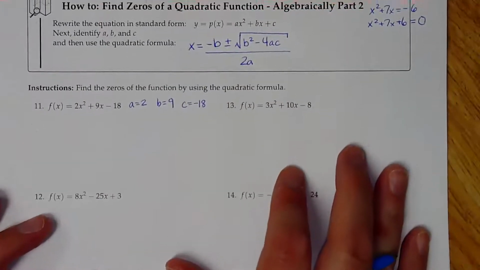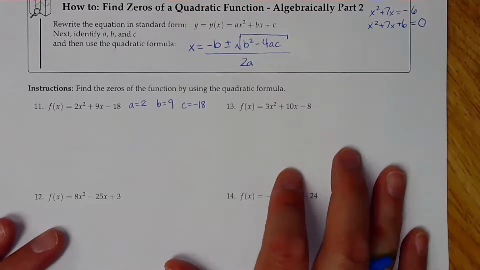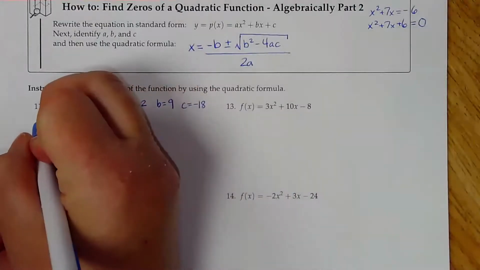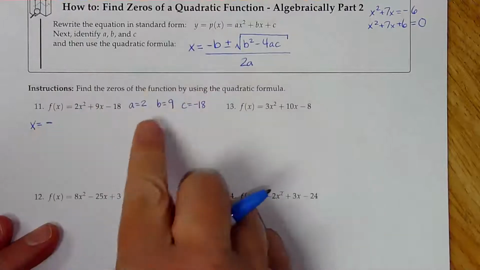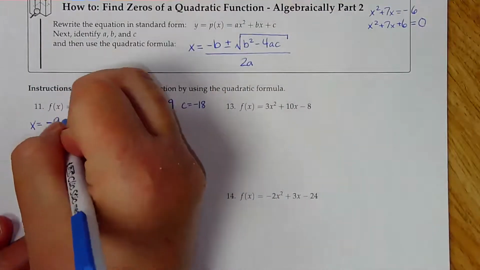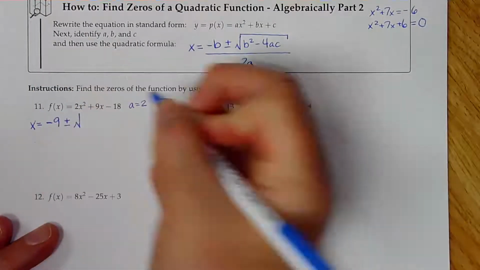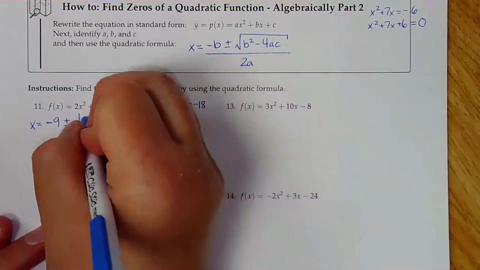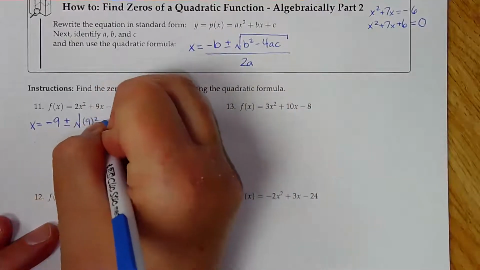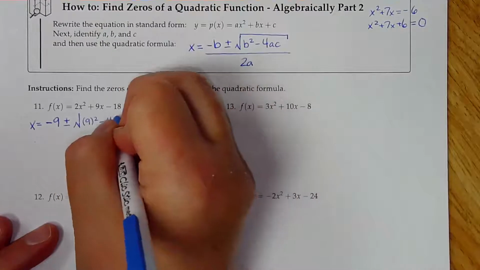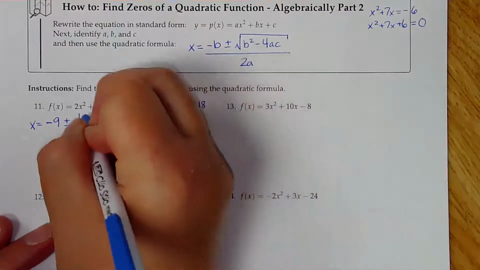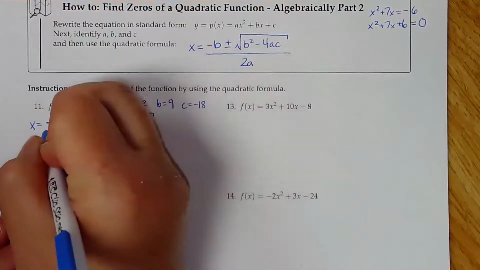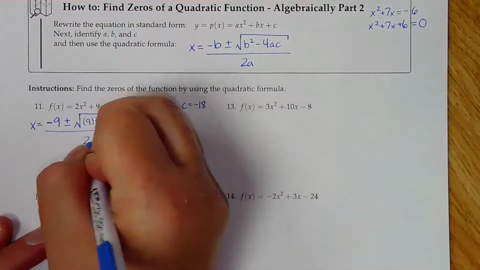All right, so number 11, we've already identified a, b, and c, so we're ready to plug it into this formula. I have x is equal to -b, so that's a -9. Plus or minus the square root of b squared, so I need 9 squared, minus 4a and c. And all of that is over 2a.